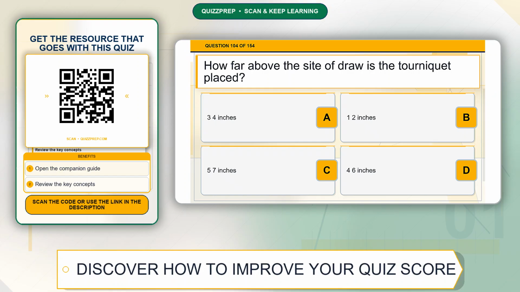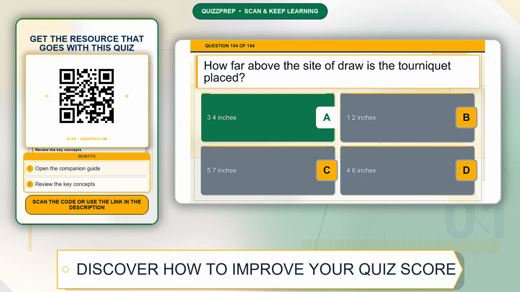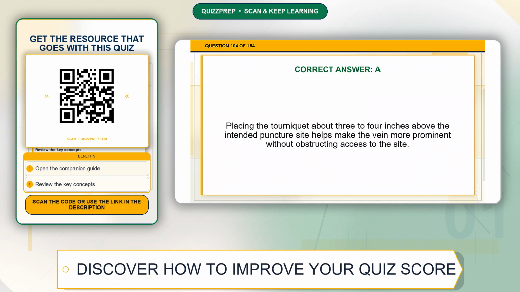Question 104. How far above the site of draw is the tourniquet placed? Option A, 3-4 inches. Option B, 1-2 inches. Option C, 5-7 inches. Option D, 4-6 inches. The correct answer is option A, 3-4 inches. Explanation. Placing the tourniquet about 3 to 4 inches above the intended puncture site helps make the vein more prominent without obstructing access to the site.